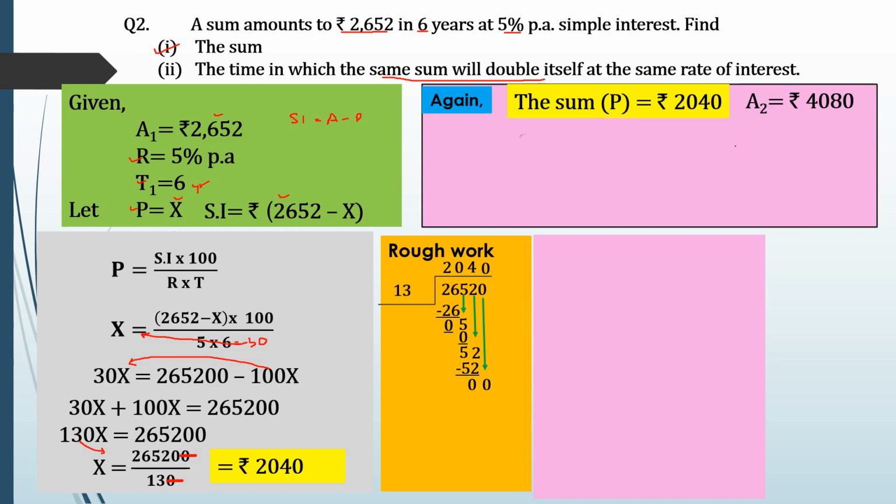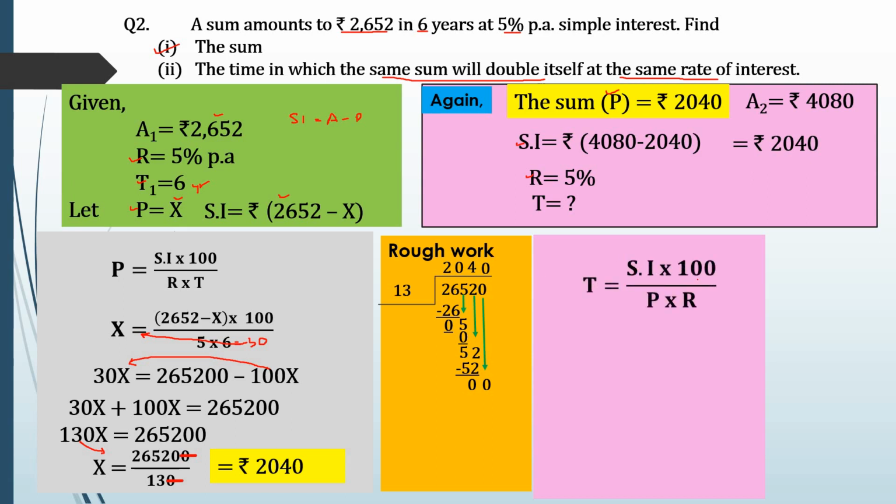Okay, now SI, we can find out if we have amount and principal. We know how to find out SI. SI is equal to amount minus principal, which will be equal to rupees 2040. We also have rate. Rate will be same because it is mentioned in the question that at the same rate of interest. So rate will be 5% only, and now we are asked to find the time. So we have rate, we have simple interest, we have principal. So we'll find out time by the formula T equals SI into 100 divided by P into R.